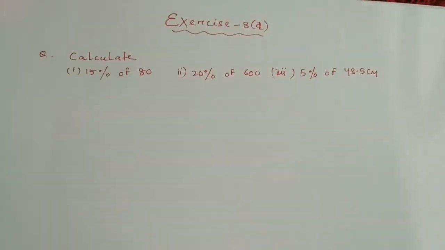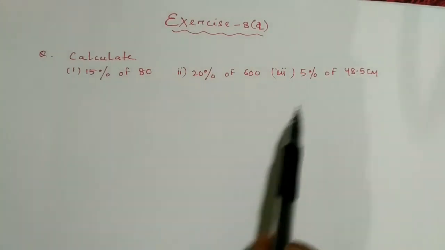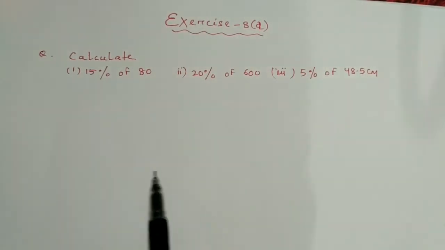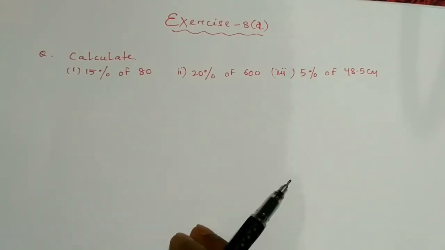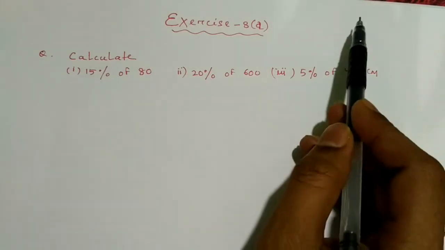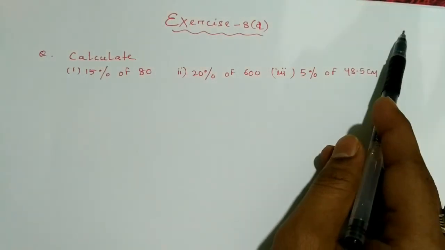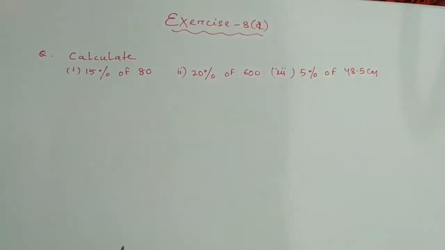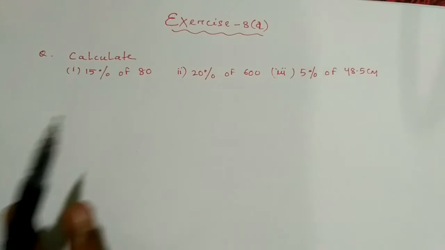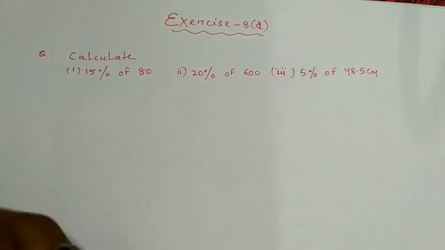So friends, here is your exercise 8a. We have to calculate 15% of 80, 20% of 600 and 5% of 48.5. If you did not see the first part of this video, then I will provide you the link right here. You can click on the I button and go to the first part, then please come to this part, because it's quite helpful for you to know the theory, the concept part actually. Okay, so if you just see the first part, then let's go.